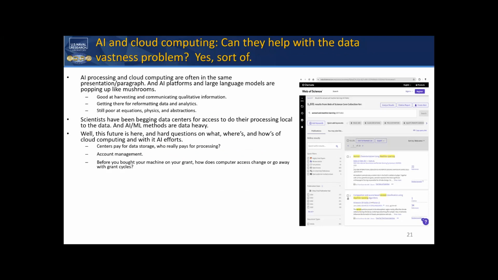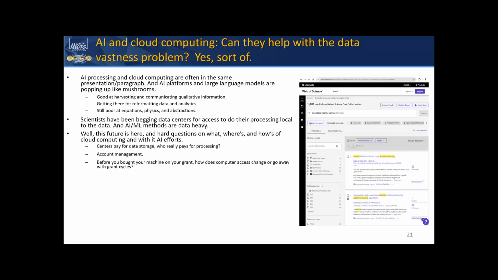And AI definitely has some advantages, right? AI platforms are popping up like mushrooms, and they're really good at harvesting and communicating qualitative information. Even then, you've got to trust but verify. And it's getting there for reformatting data. Like if I have aerosol data in such and such a format, and I say, hey, I want this in an Excel spreadsheet, sometimes they can do that, not always. Or you can say, write for me some Python code that can convert this binary file into an ASCII file, and it'll get it about 80% of the way there. And you need to go in and fix it, but at least it'll get you started.